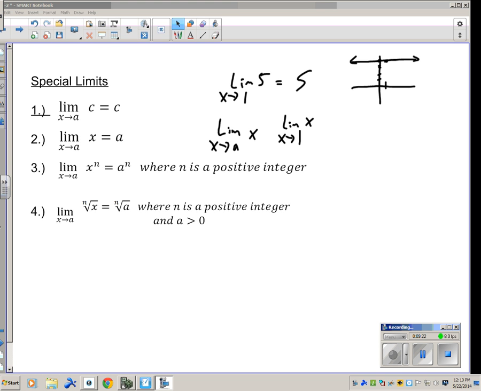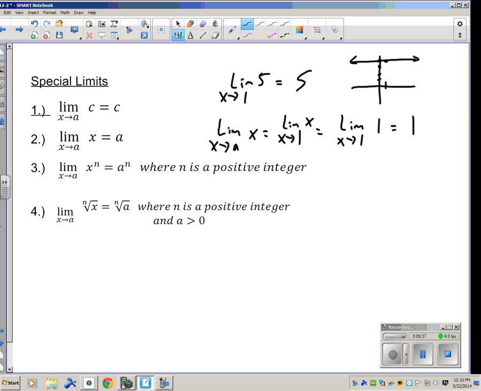So we can just go ahead and substitute 1 in there, for instance. So I can just do the limit as x approaches 1. Since x is approaching 1, I can substitute a 1 in there for x. Well, of course, the limit of 1 is just 1. Again, kind of going back to your rule number 1 there. And then number 3 there, you can kind of look at that one.